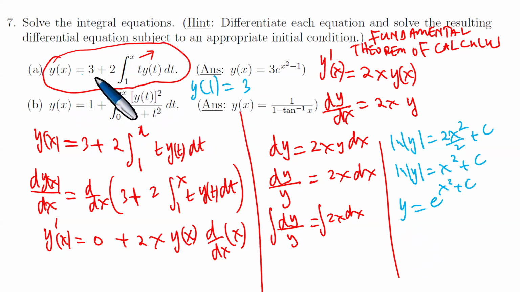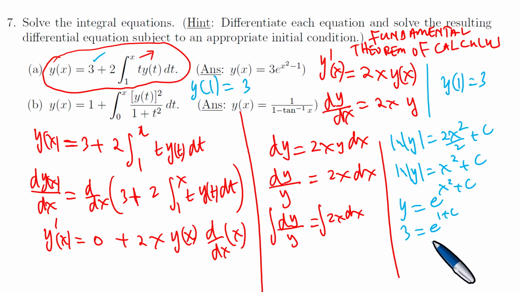Okay, y of 1 is 3 because if you take y of 1 here, the integral from 1 to 1 is going to become 0, so that now we are just taking the 3 here. So you have the initial condition: y of 1 is 3. Okay, so you need to solve. ln 3 is 1 plus c, so c is ln 3 minus 1.